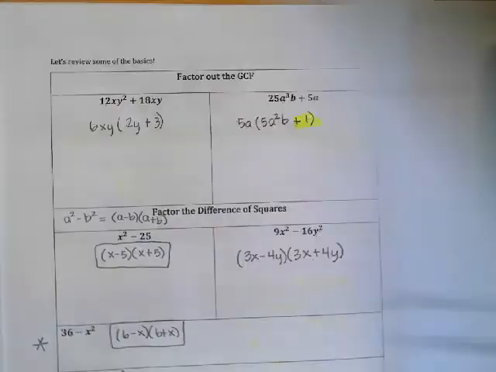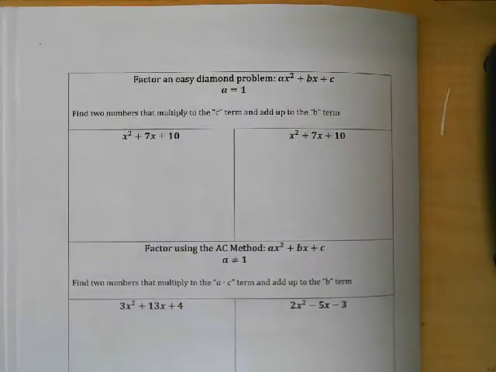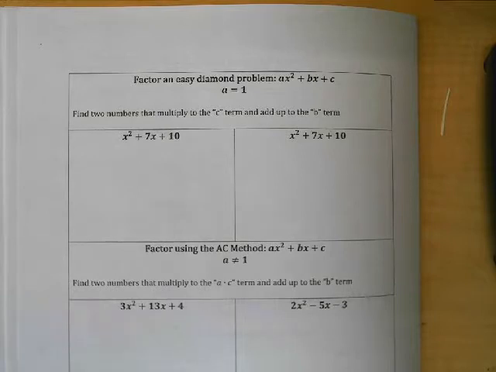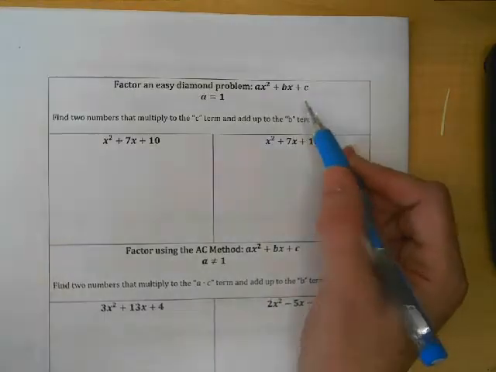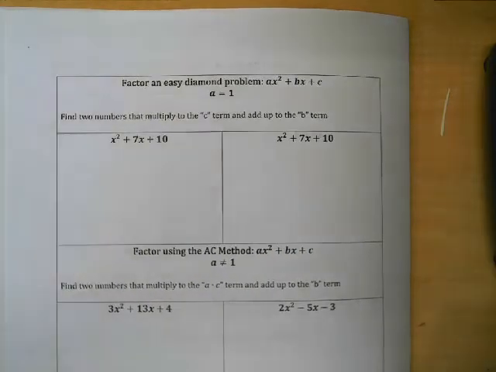To skip ahead a page. We're going to look at the sum and difference of cubes. We'll do that later. For right now, I want to look at the easy diamond problem. Okay, so with this problem, the way that you know you have the easy diamond, and again, your teacher last year might not have even called it this. It's not a thing. It's just something I picked up years ago.